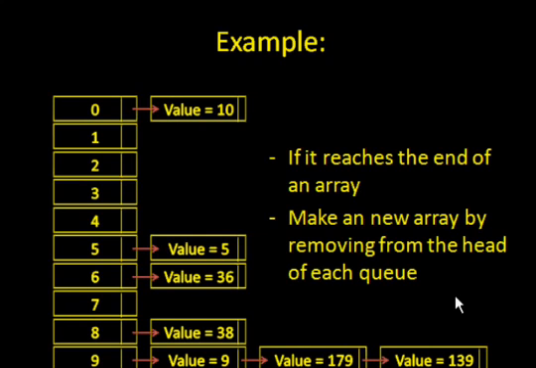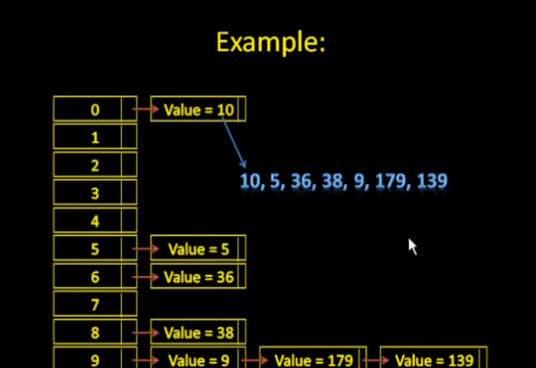Well, we read them back into the array by looking at the very top list and putting them in the array one by one from the beginning to the end of that list. For example, the top value is 10, and that's the only one in that list, so we put 10 in first. And then we go down, we put in 5, then 36, and then 38. And then the 9th column, we have 3 numbers there, but we put them in one at a time in the order that they are already in the list. So we would add 9, then 179, and then 139.